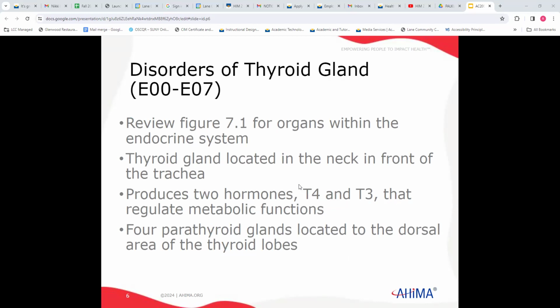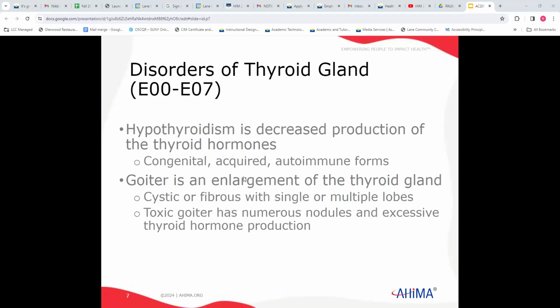Disorders of the thyroid gland fall into code categories E00 through E07. You can review figure 7.1 for the different endocrine organs, but basically it's pretty straightforward. You need to read the documentation and act accordingly. Hypothyroidism is a decreased production of the thyroid, and that would be the main term that you would look at. Goiter is a term for the enlargement of the thyroid gland, and there are several different subtypes of this, the toxic goiter, cystic fibrosis, or fibrosis, what have you. Again, the key to getting the correct code is to look at the documentation.